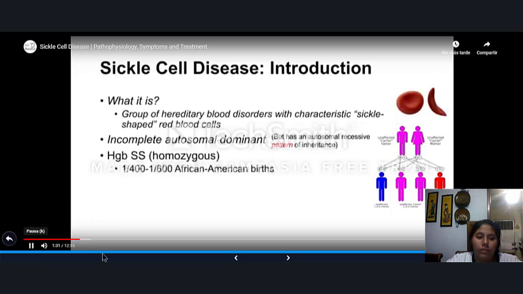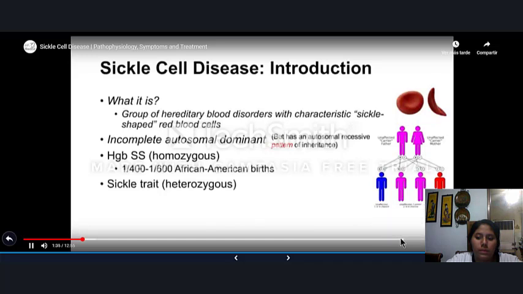for sickle cell disease. And the other portion of individuals, the individuals with only one affected allele, are considered heterozygous, and they are considered to have sickle trait. So again, they're very slightly affected, but not to the degree of someone that has homozygous hemoglobin SS.